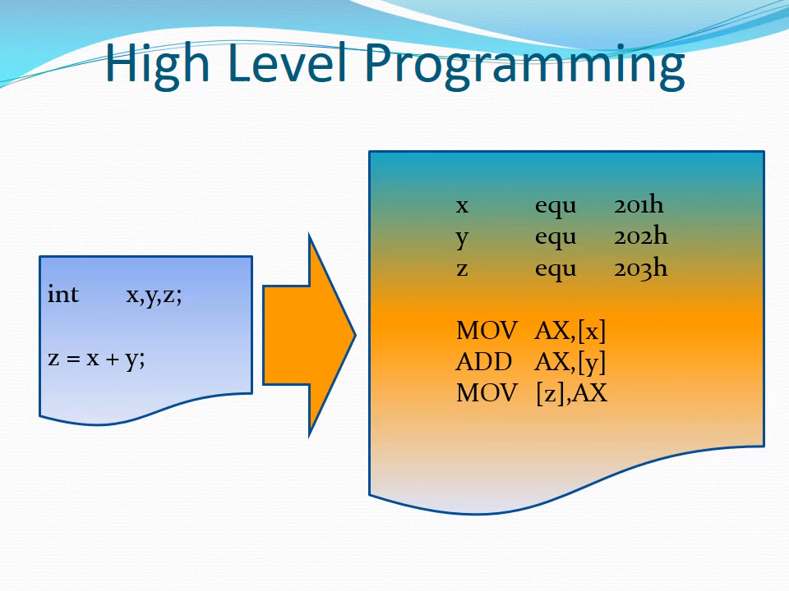The first instruction copies the contents of memory location X into the accumulator. The second instruction adds the contents of memory location Y to the contents of the accumulator. The third instruction stores the accumulator into memory location Z. Effectively, these 3 instructions carry out the operation depicted by the C statement.